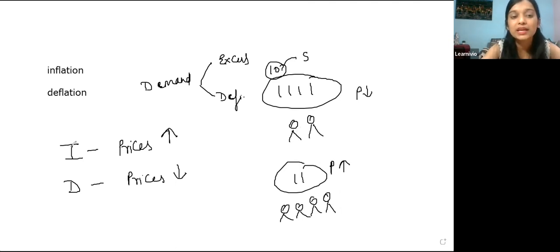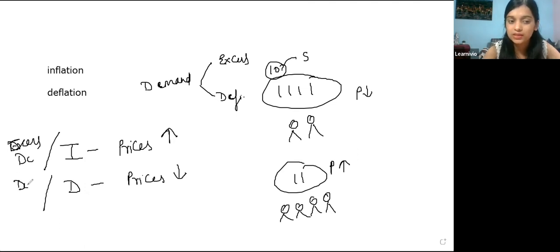So basically when inflation comes, inflation means prices are high. That means the situation was excess demand, because prices were high. So excess demand means inflation, and inflation means prices are high. When prices are high, we can say there is high demand, that's why the prices are high. When there is deficit demand, then the prices will be low. That means there is deflation. Clear? Yes, ma'am. Yes.